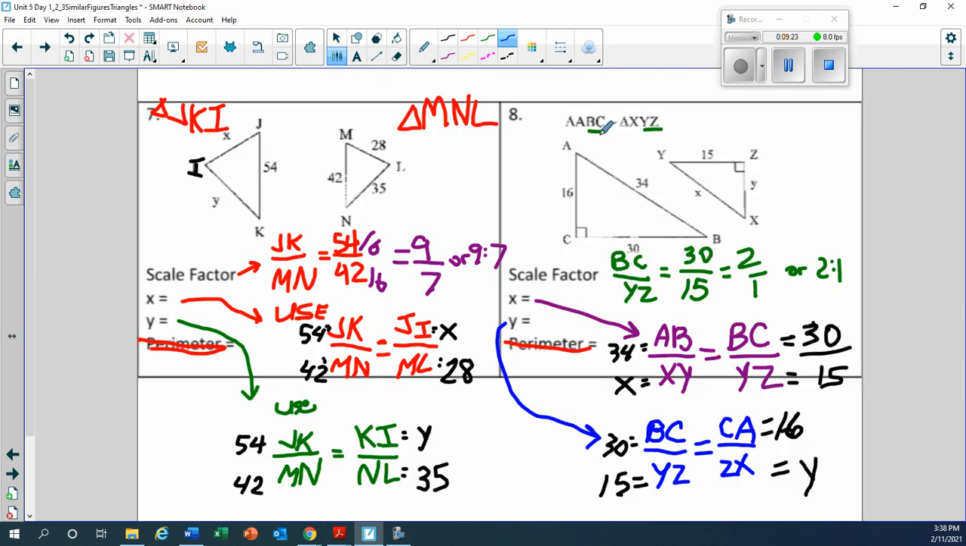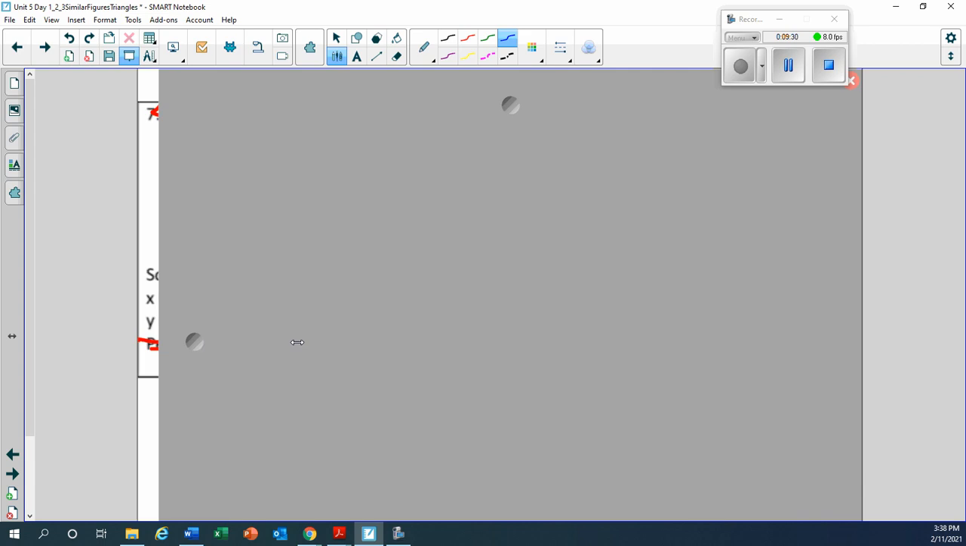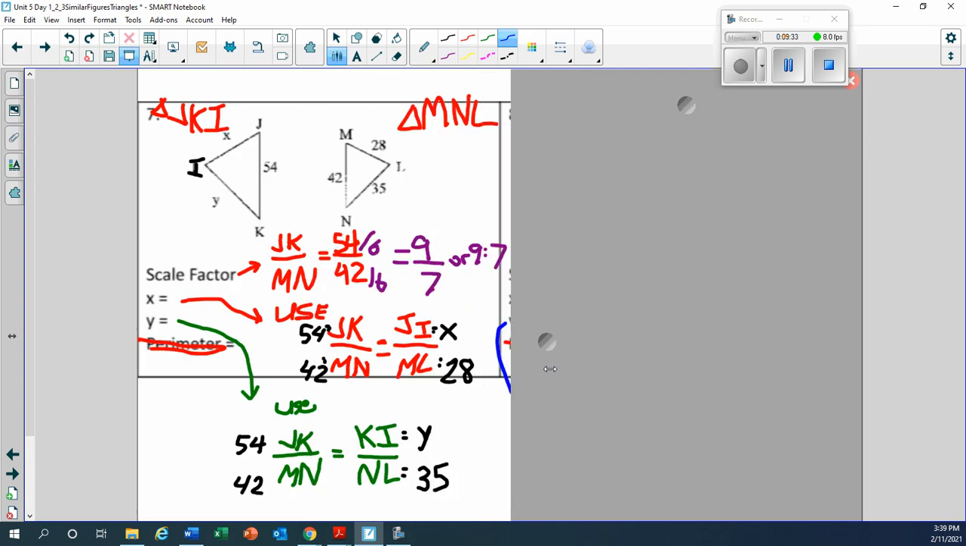All right, for these two problems, what we're going to do is the following. It's going to look like I'm hiding the screen, but I'm going to focus on one problem at a time, just so we don't lose focus. So for problem 7, which we talked about towards the very end of last class, your triangle JKI, and we have MNL. Now we need to figure out which corresponding sides both have numbers to get your scale factor.